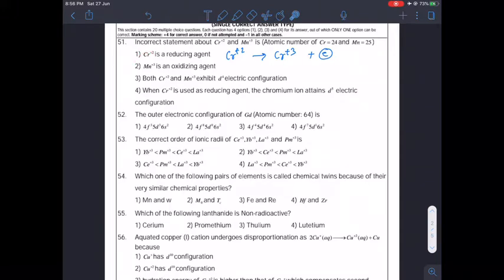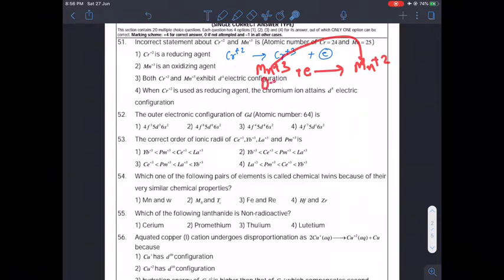But they are asking incorrect. Now coming to the next, Mn plus 3 is an oxidizing agent. Once again, as you know, manganese is stable in plus 2 state. So Mn plus 3 would like to go into Mn plus 2. How will it go there? By accepting an electron. This is simply reduction and it will act as an oxidizing agent. So that statement is also correct, but they are asking about the incorrect statement.